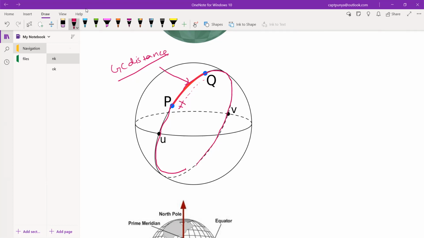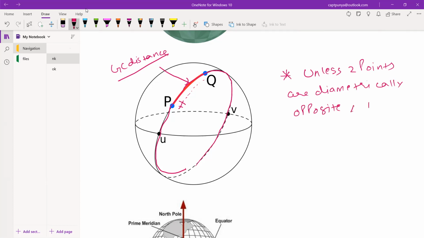Guys, one important point, and I'm going to write it down here itself: unless 2 points are diametrically opposite to each other, it is only possible to draw one GC between them.